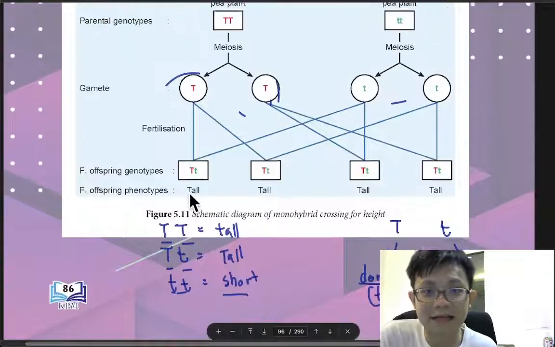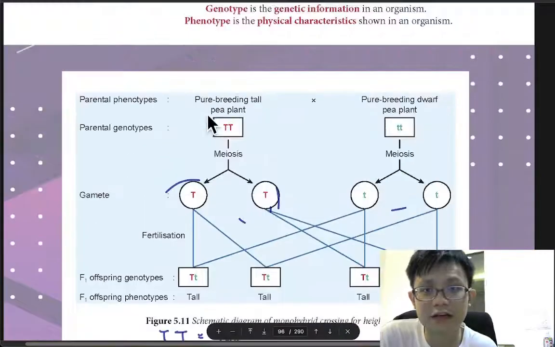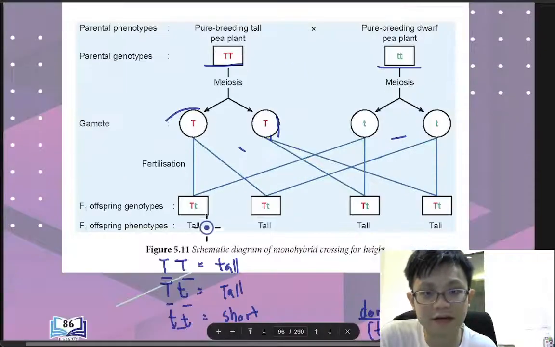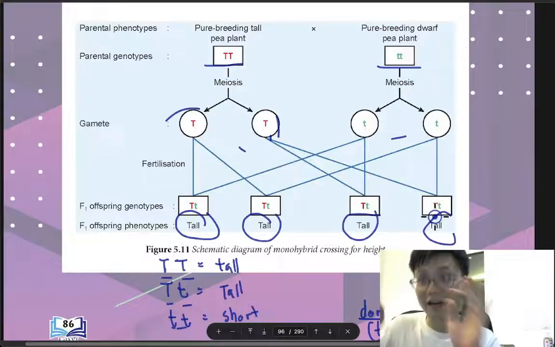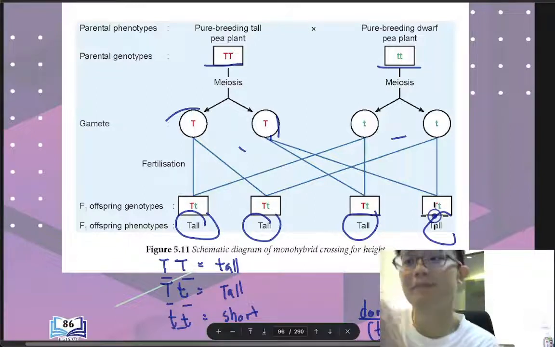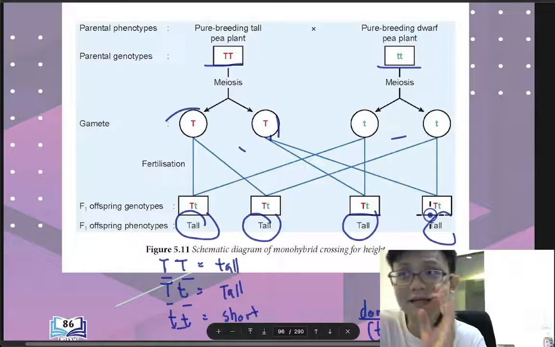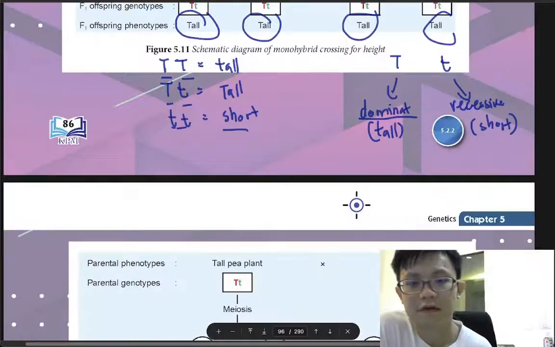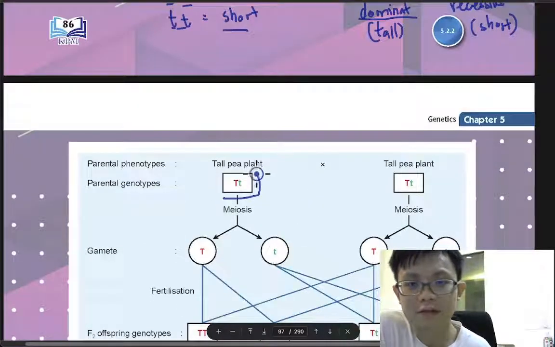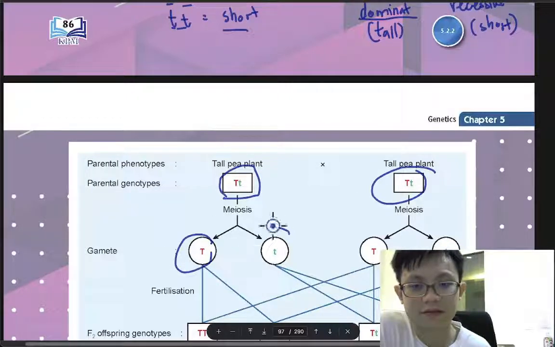Okay, let's look at another example. If you get married, big TT and small tt, you will get 100% all tall. Tall, tall, tall, tall. So it's confirm 100% you get a tall plant. Let's look at another example: big T, small t, crossed with big T, small t.